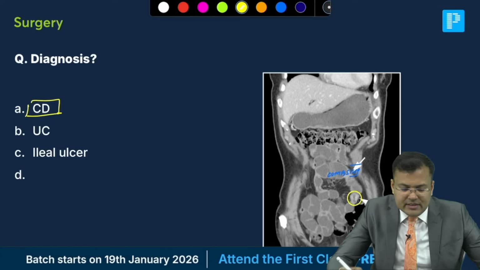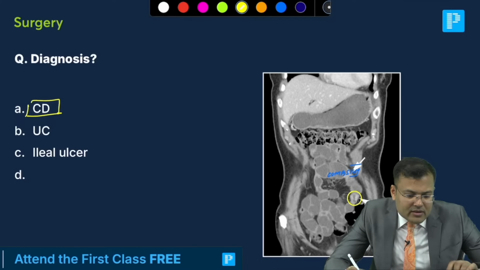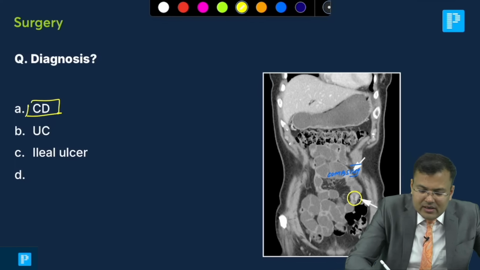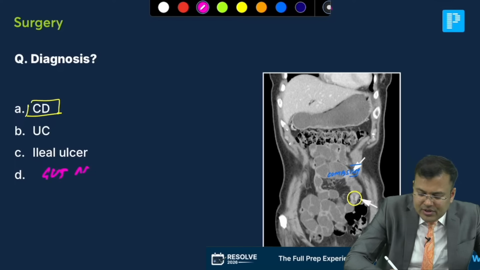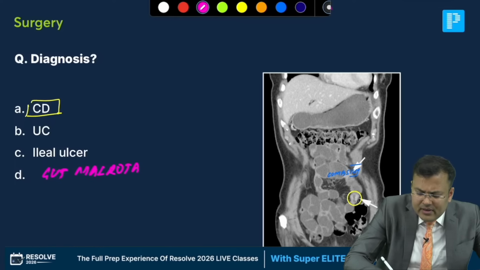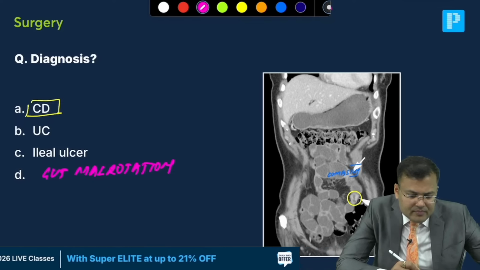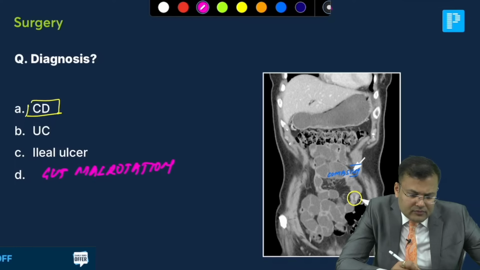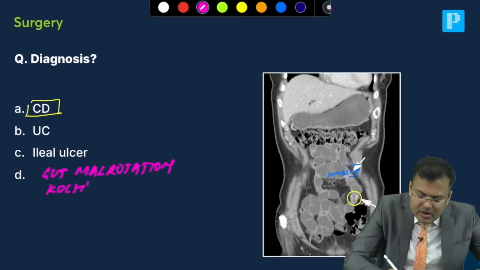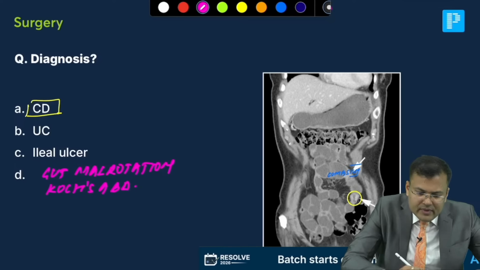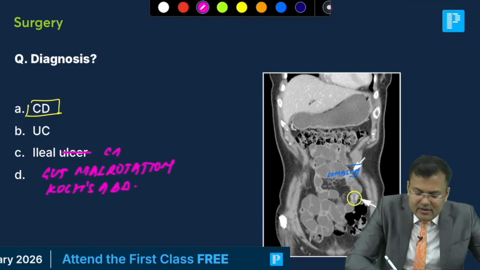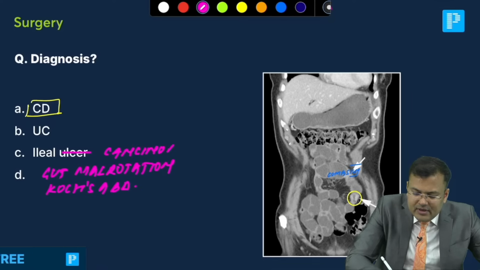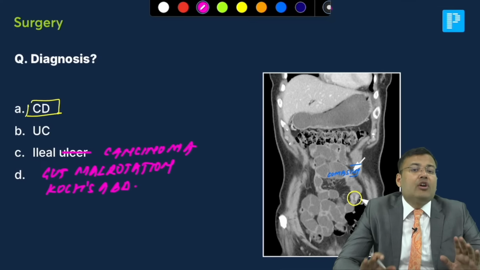This is Crohn's disease. Somebody is telling me, sir, torsion was also there, gut malrotation was there. Okay, the option was gut malrotation. Obviously it's not gut malrotation. Cox abdomen, okay. Malignancy was also an option. Ileal carcinoma was there. So guys, what is the correct answer? This is actually Crohn's disease.